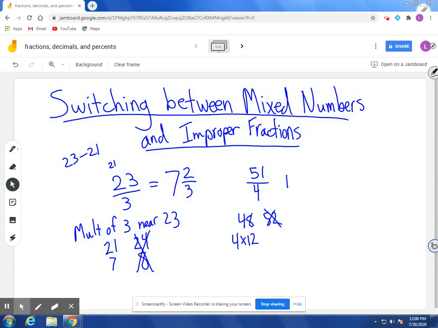So I know that I have 12. And off to the side, I'll go 51 minus 48. And that gives me 3. So 12 and 3/4. And now we've taken an improper fraction and made it into a mixed number.